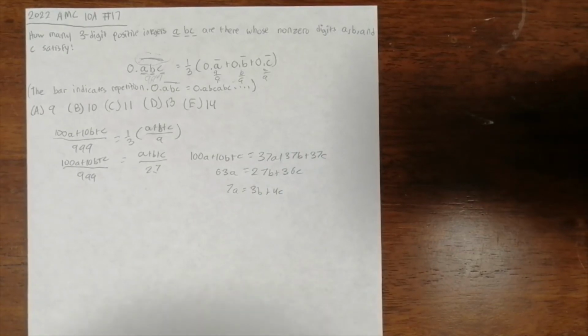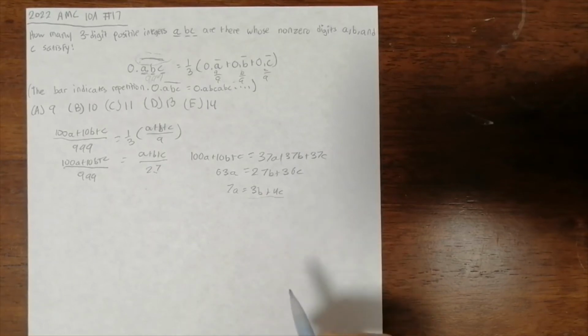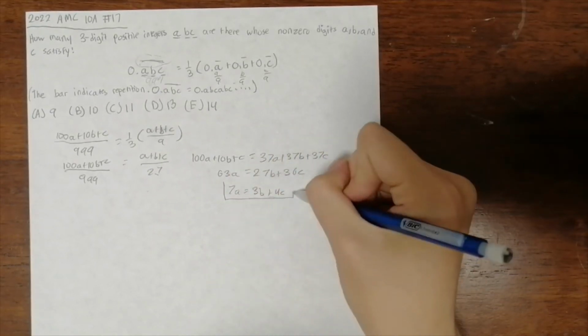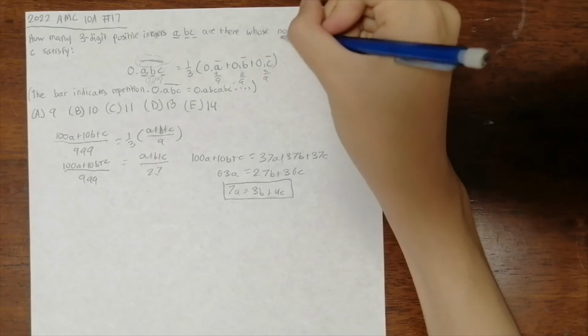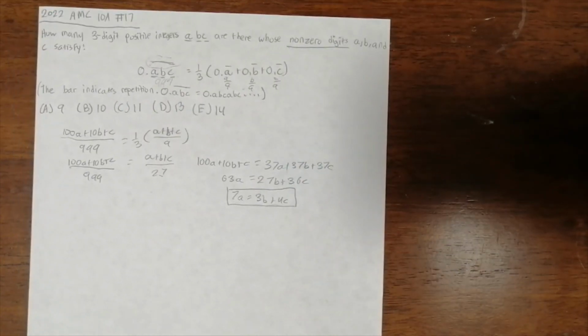Okay. And now we just have to figure out the number of solutions to this equation such that A, B, and C are non-zero digits. So they're everything from 1 through 9.